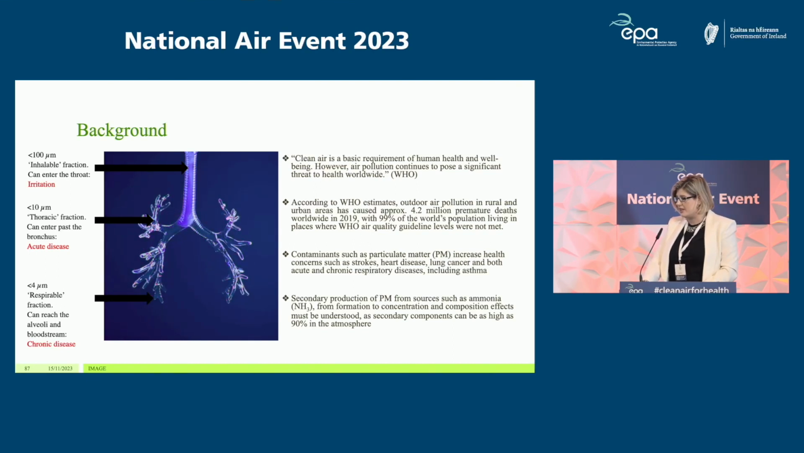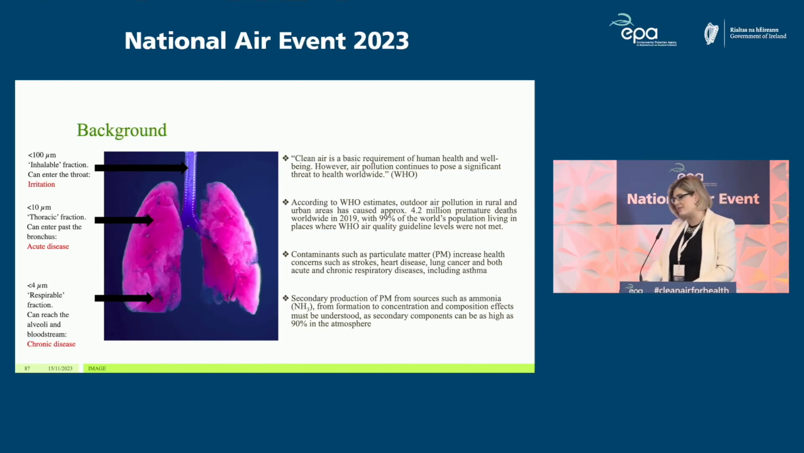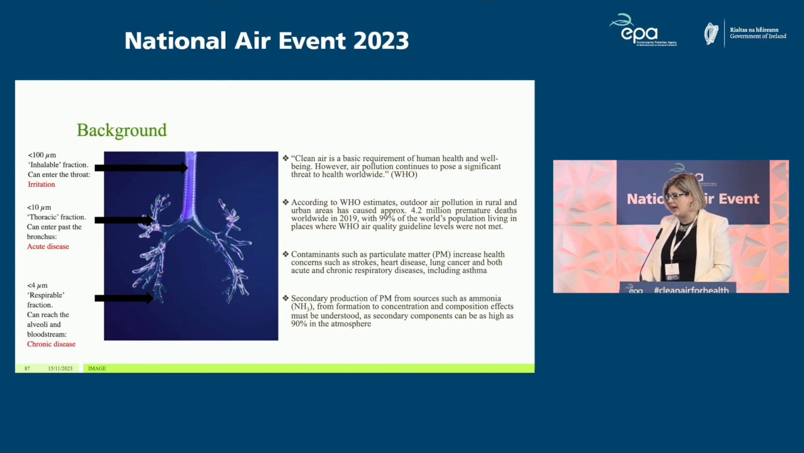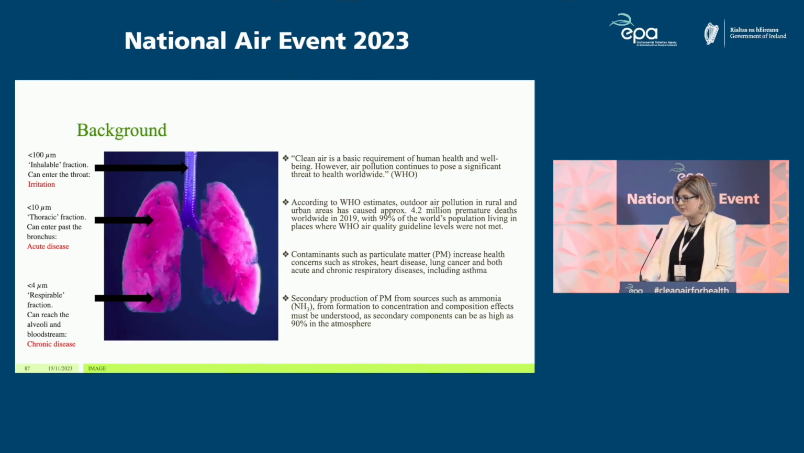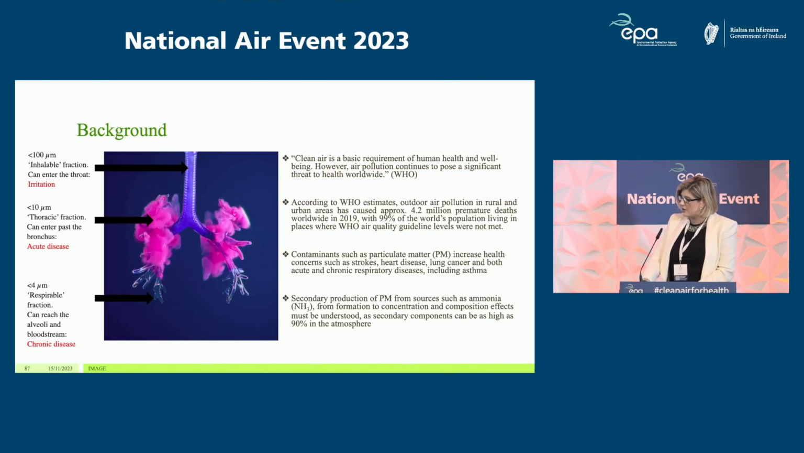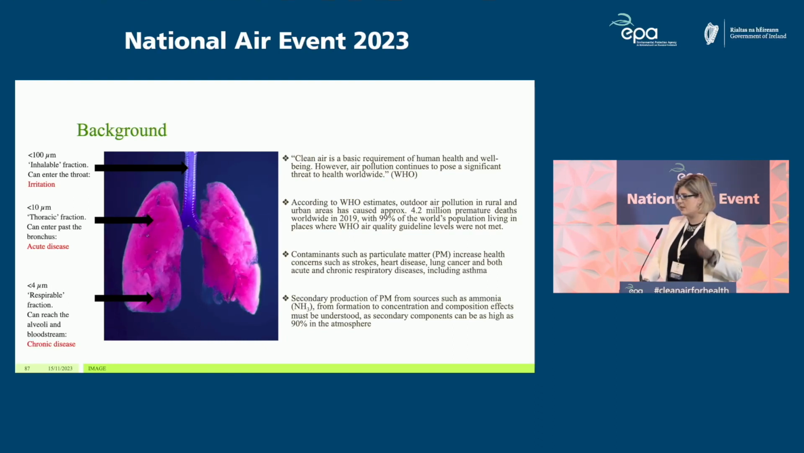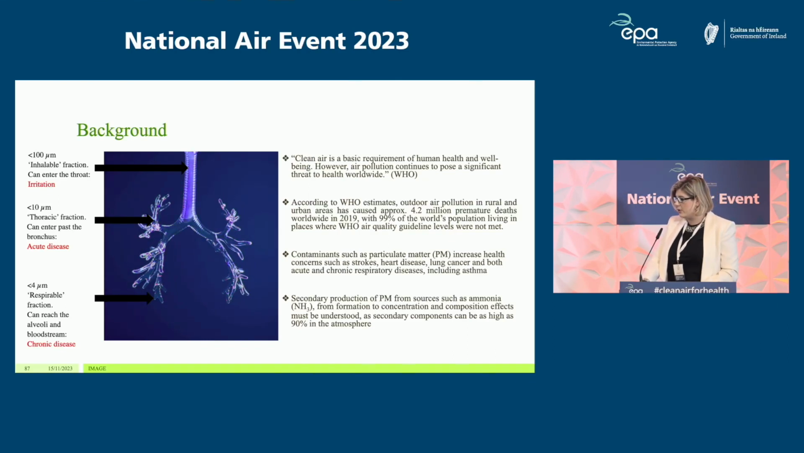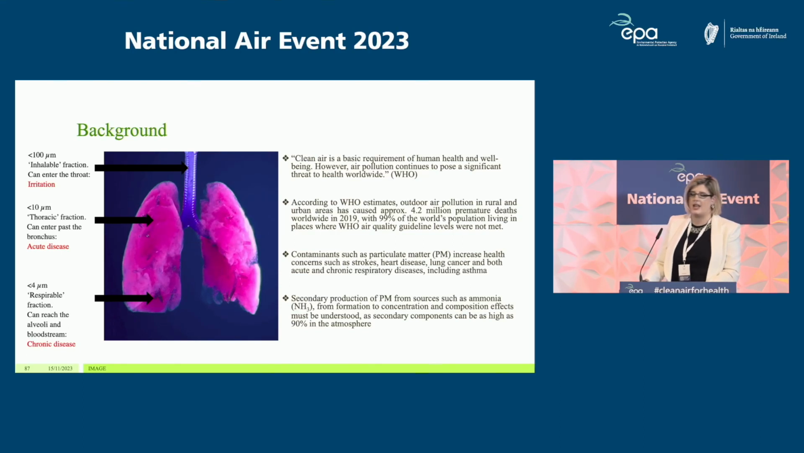Contaminants such as particulate matter increase health concerns such as strokes, heart disease, as it was mentioned this morning, lung cancer, and both acute and chronic respiratory disease, including asthma. Secondary production of particulate matter from sources such as ammonia, from formation to concentration and composition effects, must be understood in order for us to understand how secondary particulate matter production actually occurs in our atmosphere, especially since the components of secondary production can be as high as 90% in the atmosphere.